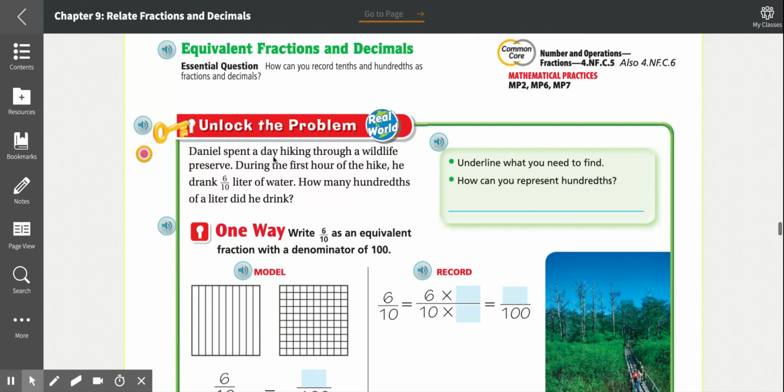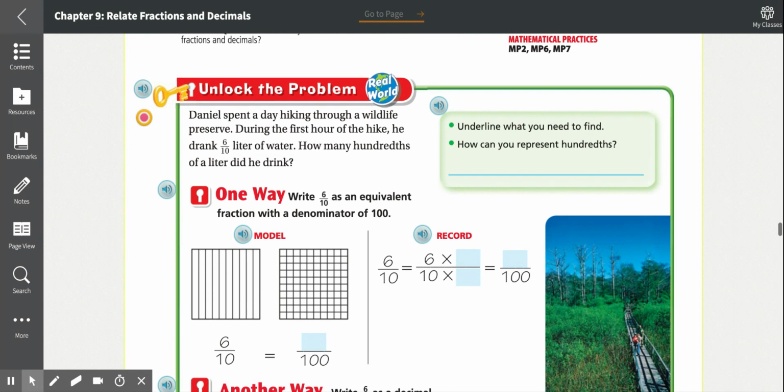Okay, so let's unlock the problem. Daniel spent a day hiking through a wildlife preserve. During the first hour of the hike, he drank 6/10 liters of water. How many hundredths of a liter did he drink? So basically what they want you to do is find an equivalent fraction for 6/10, only with a denominator of hundredths.